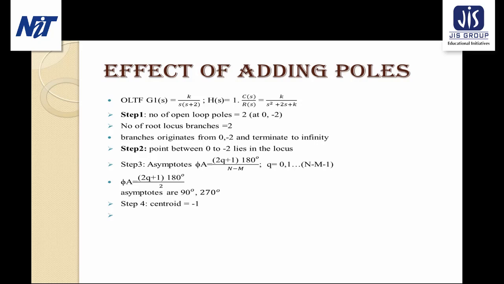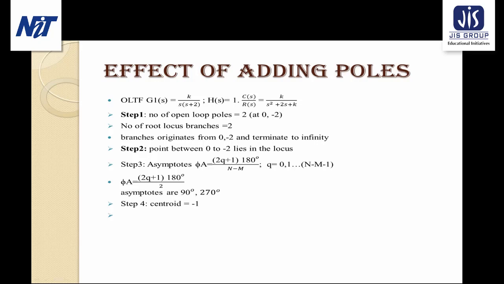So first we need to find out the root locus of the given system, and the closed loop transfer function can be calculated by using the formula Gs by 1 plus GsHs, and it becomes k by s square plus 2s plus k.